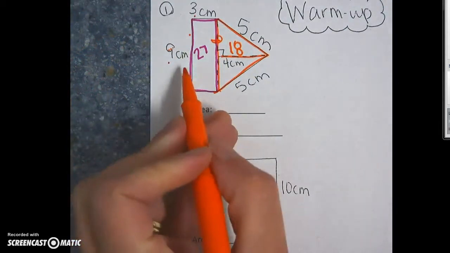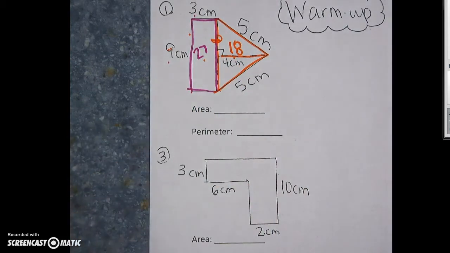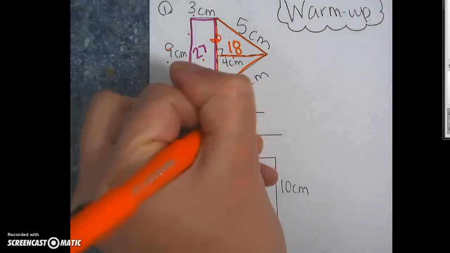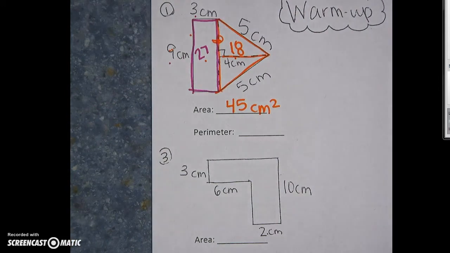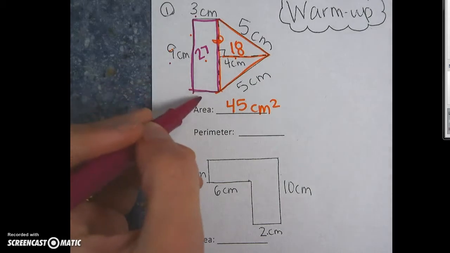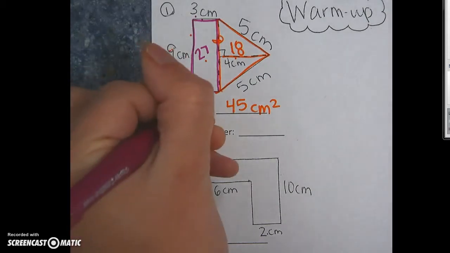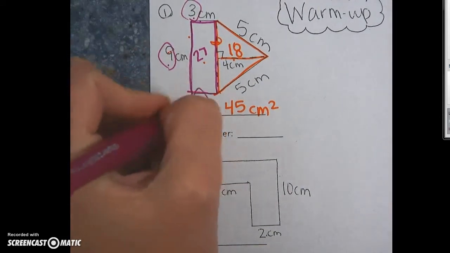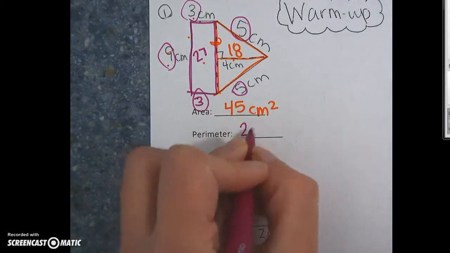So now I know that the area of this piece is 27, the area of this piece is 18. When I add them together, that gives me 45 square centimeters. For my perimeter, I am just adding all of my sides. Everything here is labeled except for this side, and I know it has to be 3 because that up there is 3. So now I'm just adding 3 plus 9 plus 3 plus 5 plus 5, and that gives me 25 centimeters.